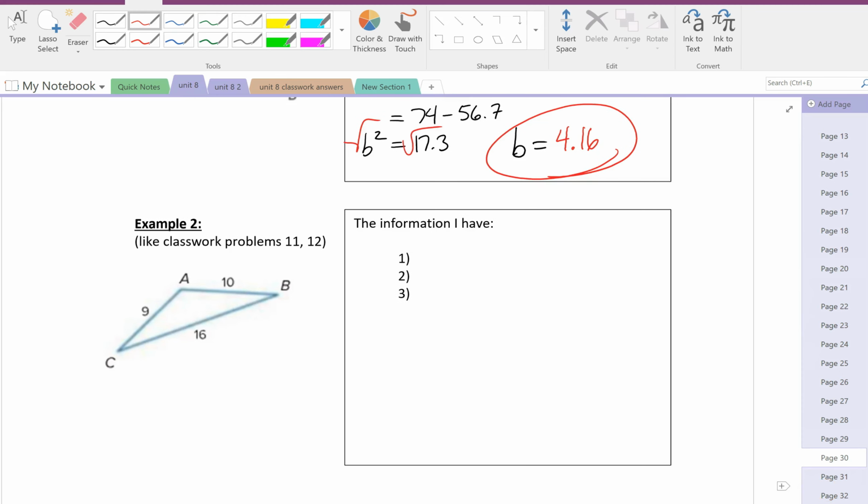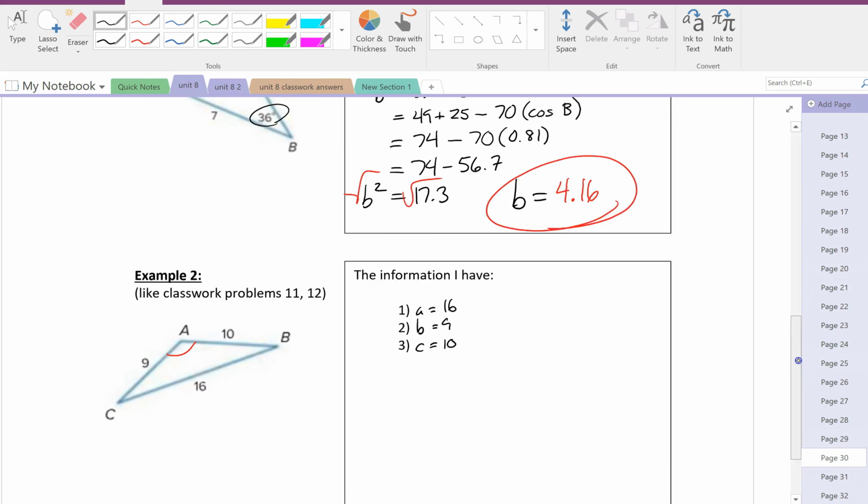Example 2, like we had on the last page. This is that one where all I have are side lengths. I don't know any angles inside of the triangle. So let's say I want to find an angle, and I could find all three, but I'm just going to do one, for example, right here. Let's find angle A. So what information do I already have? Well, I know all three sides. A is 16, B is 9, and C is 10.